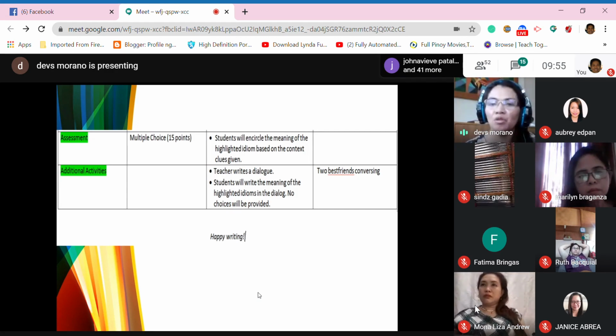So for the additional activities, especially this is for ADM, they will be bringing the modules with them. So for this, it is planned that the teacher writes a dialogue or looks for a dialogue wherein students will write the meaning of the highlighted idioms in the dialogue. So this time, it will no longer be guided because the students will be the one to write the meaning of the idioms found in the dialogue, and the illustration needed are two best friends conversing.